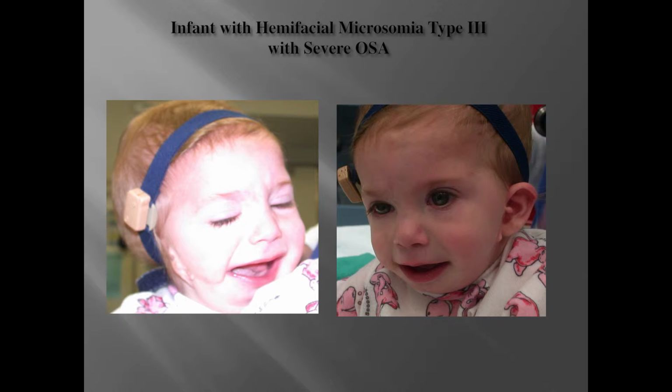Here you can see a young child who had type 3 hemifacial microsomia when we look at the mandible, with severe obstructive sleep apnea. Again, you see there's associated microtia on the right side of the face, tissue tags, and a lateral facial cleft. There's also tissue tags on the left side of the face, which is an indication that this is probably a bilateral condition, even though the mandible on the left was a fairly normal size.